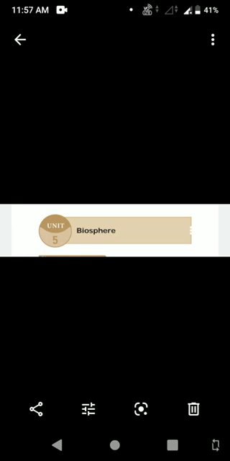So already we know how many spheres there are. Already I have given the revision in the first lesson also, and in the previous lesson also. This earth was divided into how many spheres? 4 spheres, isn't it? Very good. What are the 4 spheres? Lithosphere, atmosphere, hydrosphere and biosphere. Now we are going to see biosphere. Today's revision lesson is biosphere.